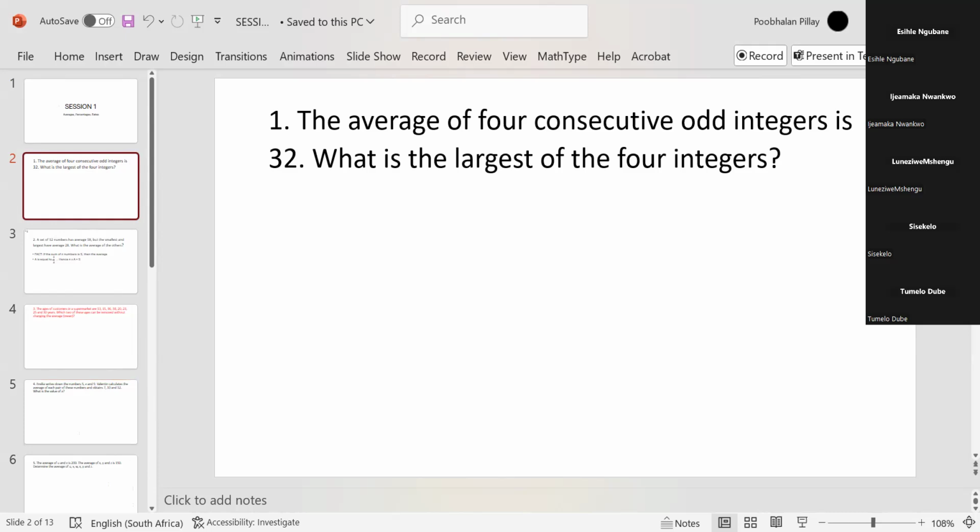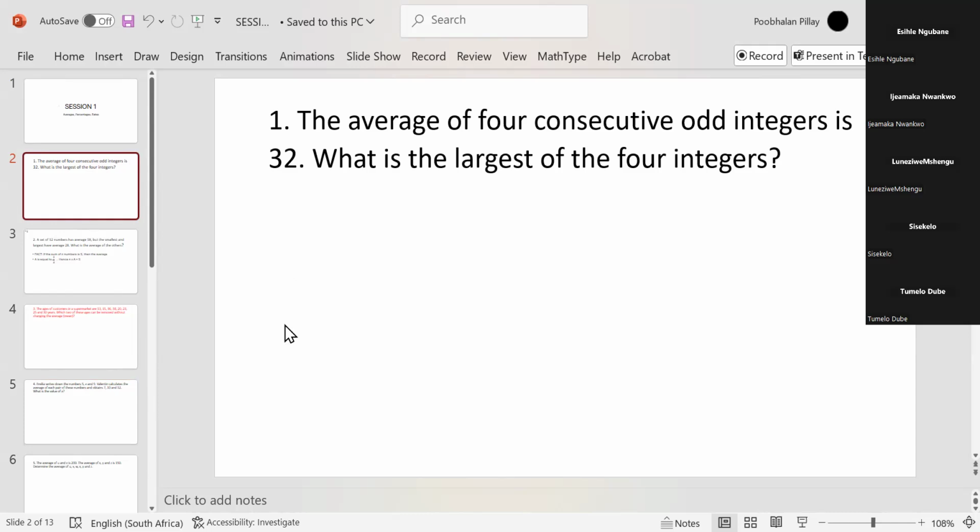Okay, so the first problem is: the average of 4 consecutive odd integers is 32. What is the largest of the 4 integers? Right, so firstly, you got 3 words here: consecutive, odd, and integers. Let's see what integers mean.